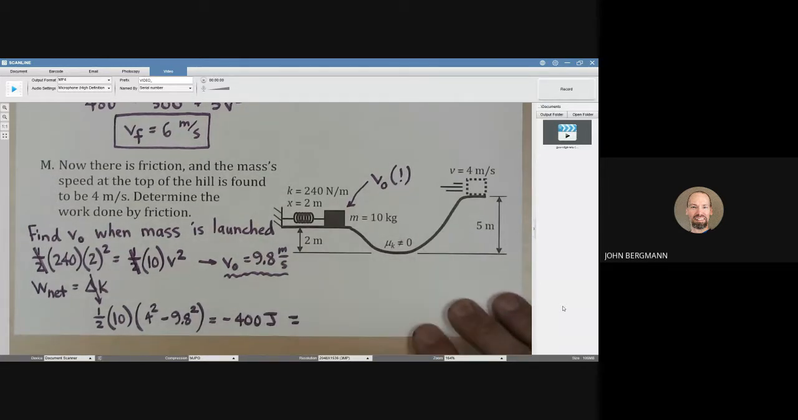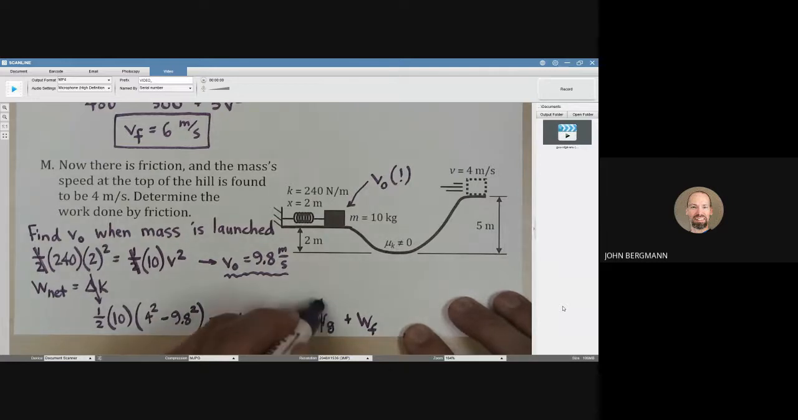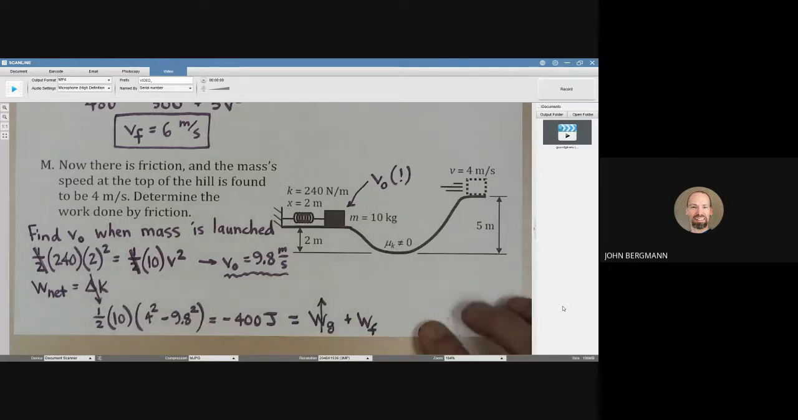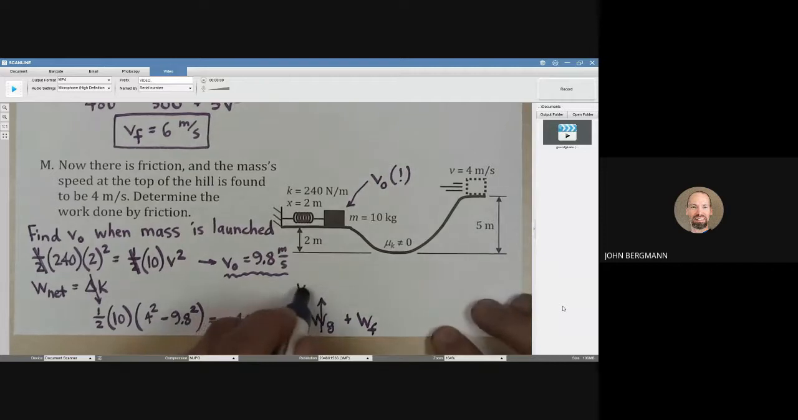Who does work on this mass? Well, gravity does some work because there's a change in height, and then friction does some work. How much work does gravity do? Can we figure that out? What's the work done by gravity? It's equal to m times g times h. That is the change in elevation, which will be 3.